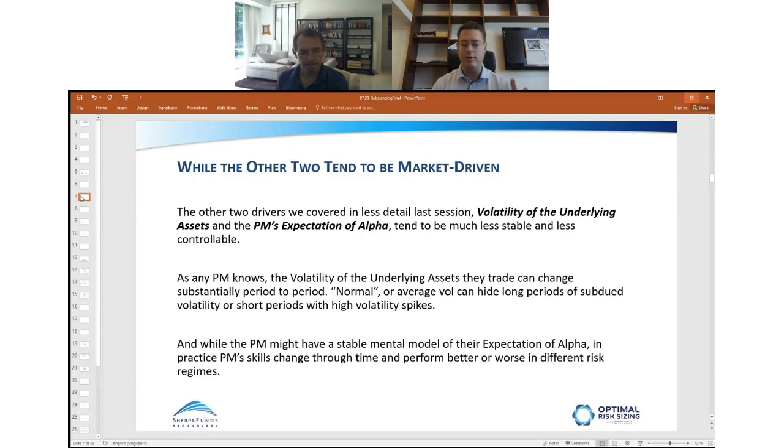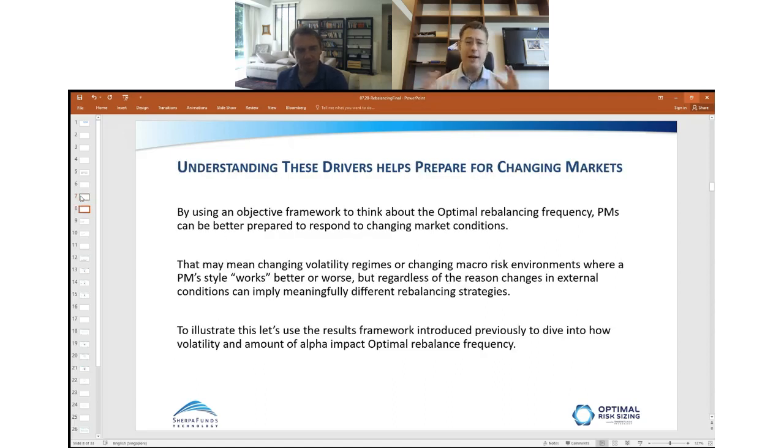Both of these drivers are less stable and less under the PM's control, which is a critical differentiator, because as a PM you need to be prepared for uncertainty. That means being prepared for how these drivers can change through time and what the implication is for your optimal or ideal rebalancing frequency. If we can understand how all these drivers play together, and if you as a PM can get a good estimation of what these metrics are for your portfolio, this gives you a very objective framework for looking at different frequencies of rebalancing, and different ways you would rebalance the portfolio in different conditions.